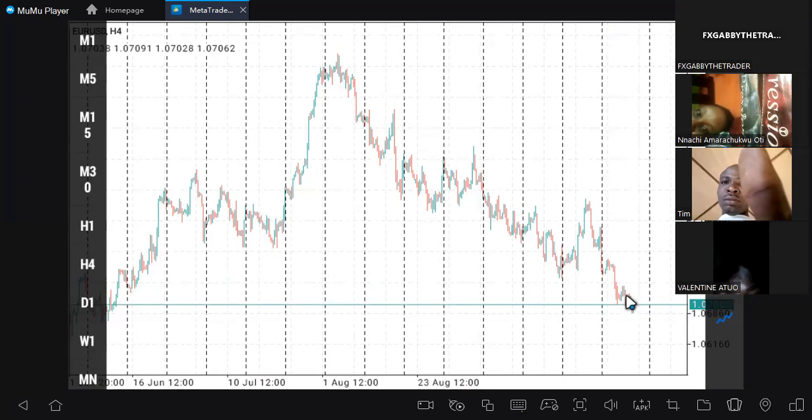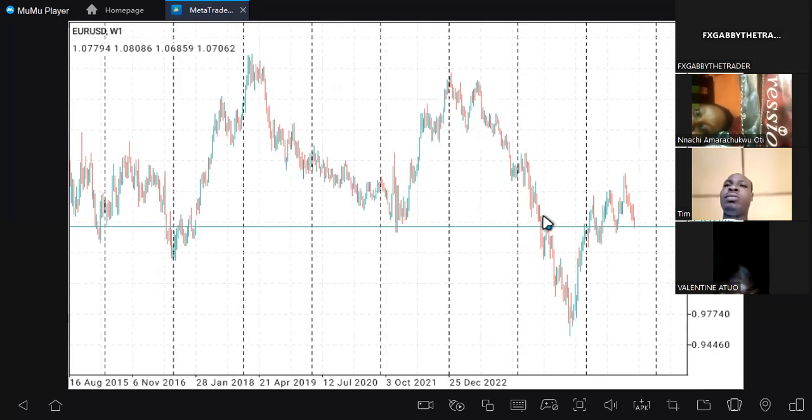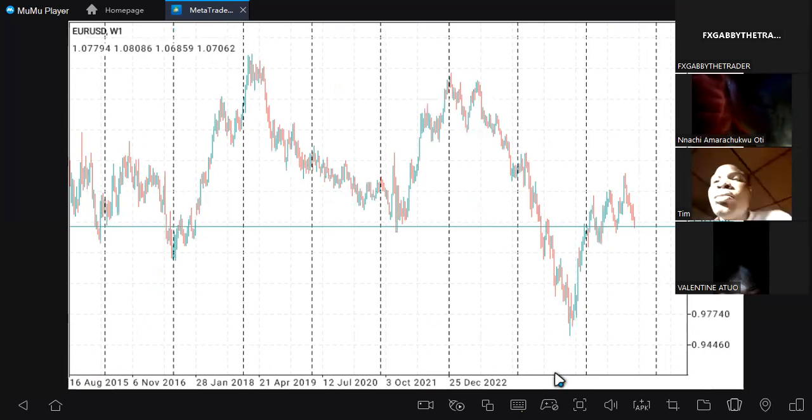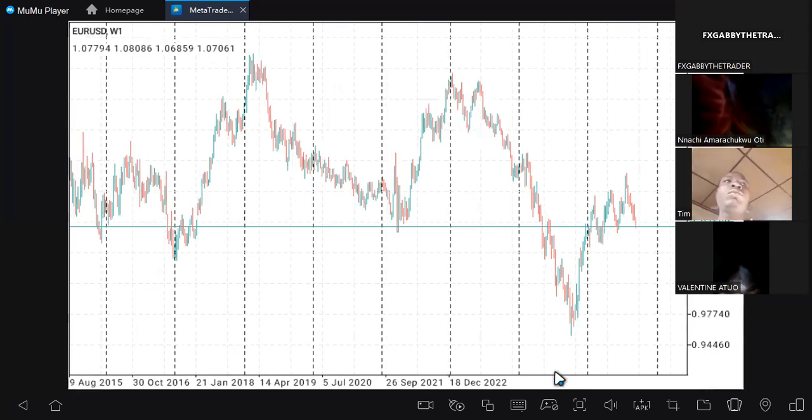So if I put this chart on the weekly, that means I want to see what EURUSD is looking like on the weekly time frame. And you can see what it looks like there.